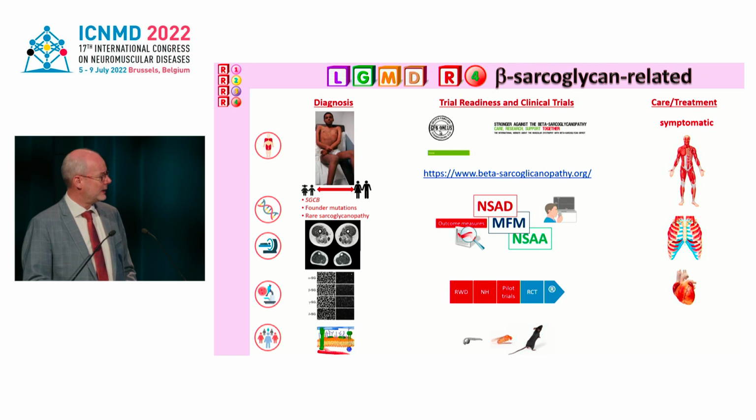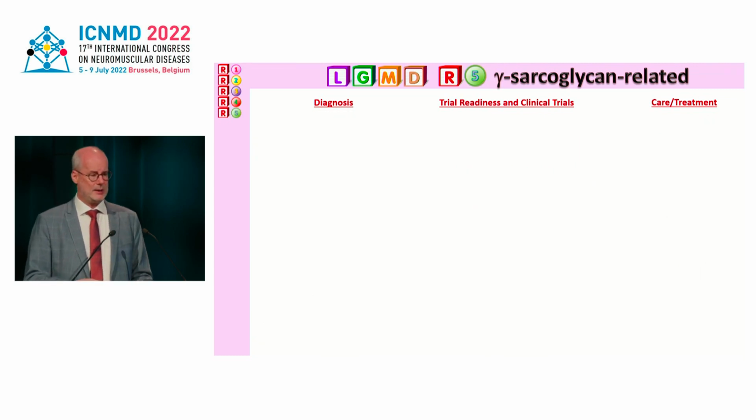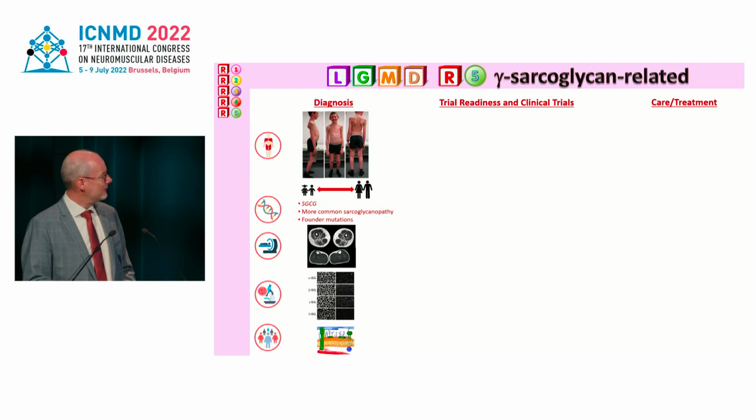Now, for gamma-sarcoglycan, which is the next one, R5, it's very similar.